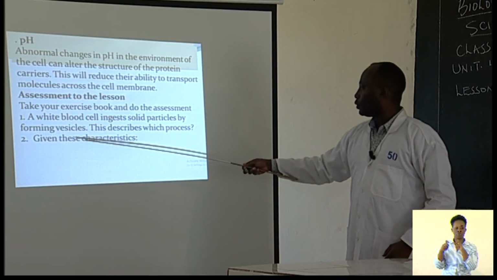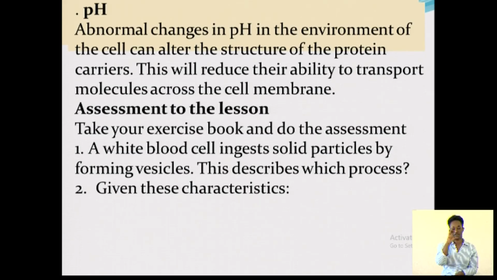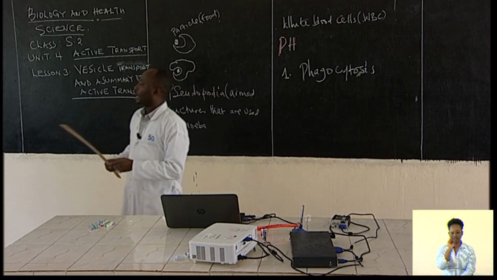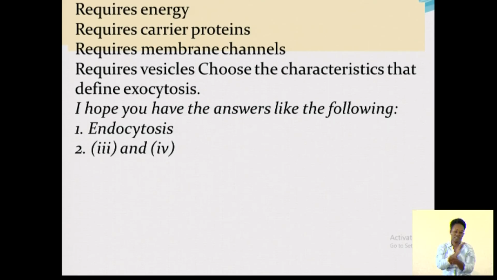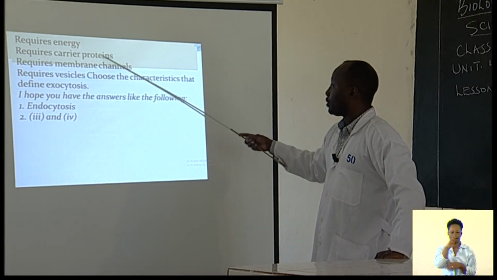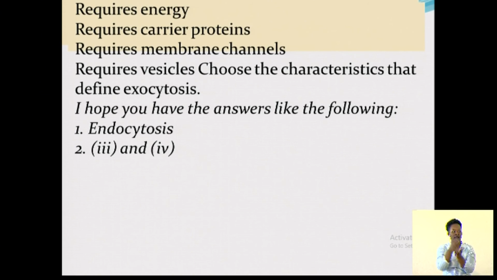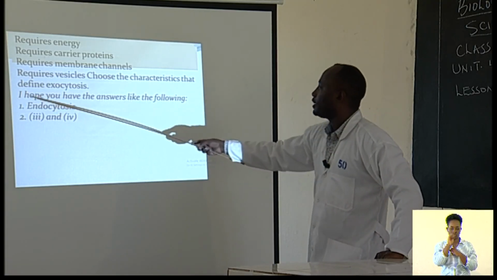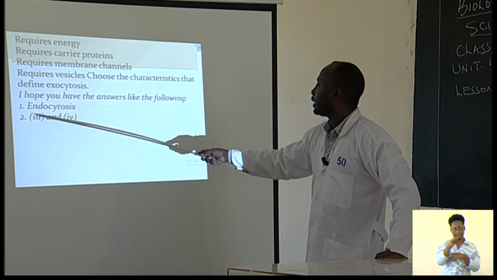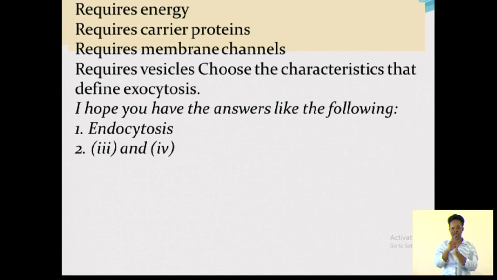Now question number 2: given these characteristics, we have a number of characteristics. Which one requires energy? Requires carrier proteins, requires membrane channels, and requires vesicles. So choose the characteristics that define exocytosis. I hope you have the answer. The answer for me: 1 is endocytosis, then 2 you get Roman 1 and Roman 2, and even Roman 5, that one requires energy.